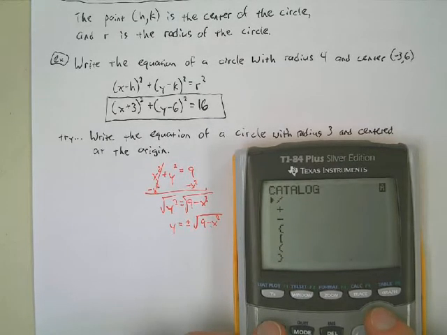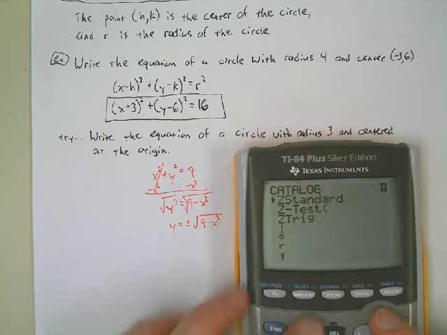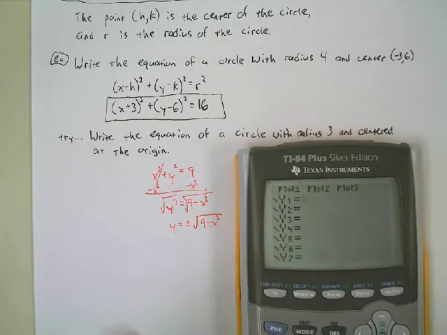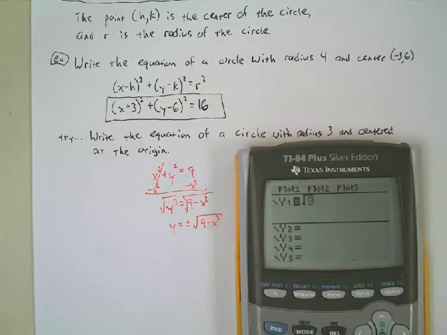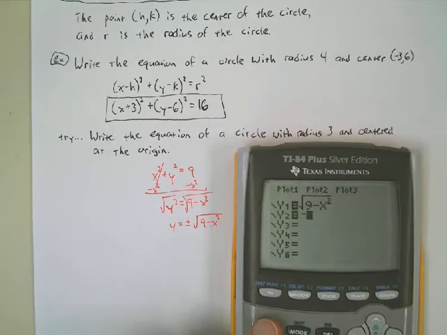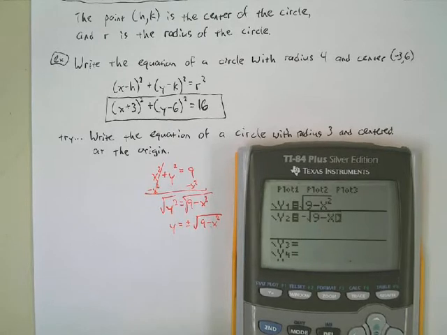See, but they're separate ones though, unfortunately. Mine doesn't have plus or minus, yours might, I don't know, but mine does not. So we can't do it with catalog. What we kind of have to do is, it's kind of lame, we just have to write it twice. We'll do square root of 9 minus x squared, and then we'll do negative square root of 9 minus x squared. We'll just graph two things.